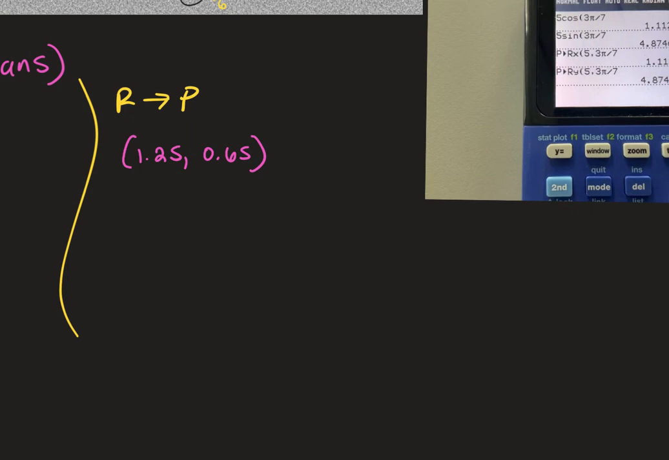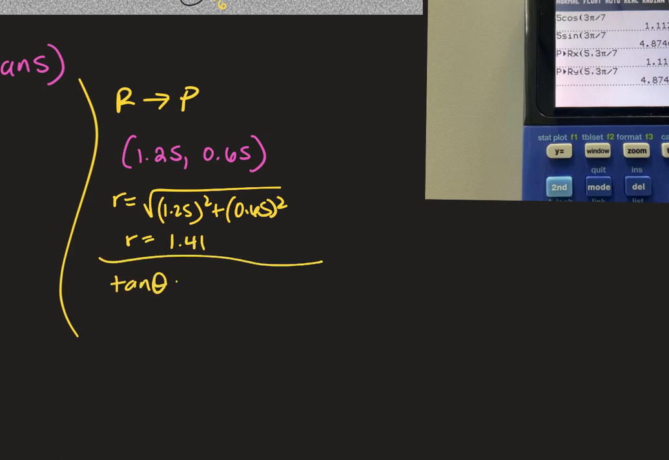So this time, the long way around, r would equal the square root of 1.25 squared plus 0.65 squared, and you let your calculator do that work. So second square root, 1.25 squared plus 0.65 squared, and I get a radius of 1.41. And then I would have to do tan theta is 0.65 over 1.25, and I'd inverse tangent that. So second tan, 0.65 divided by 1.25.